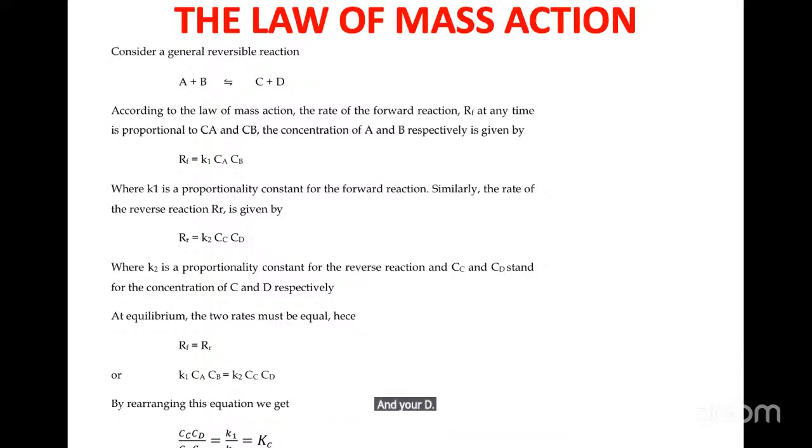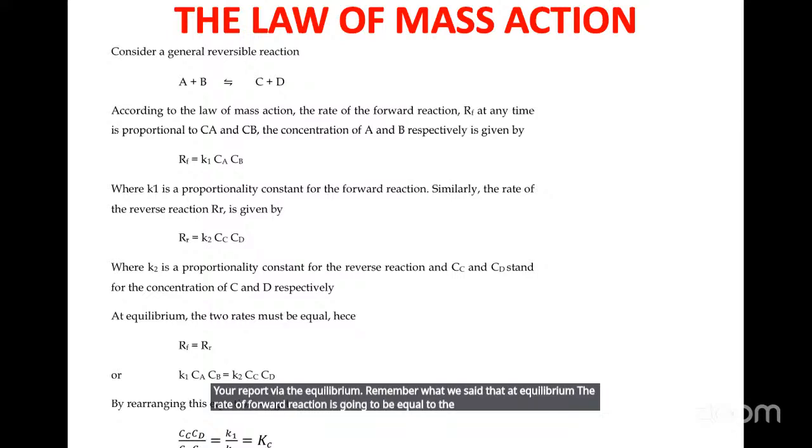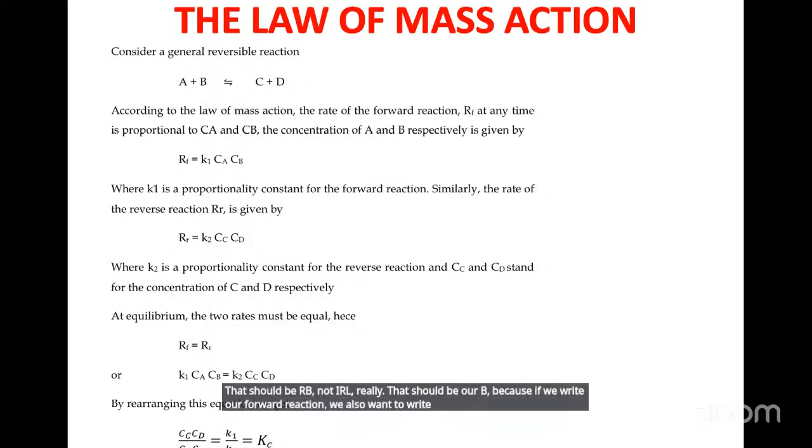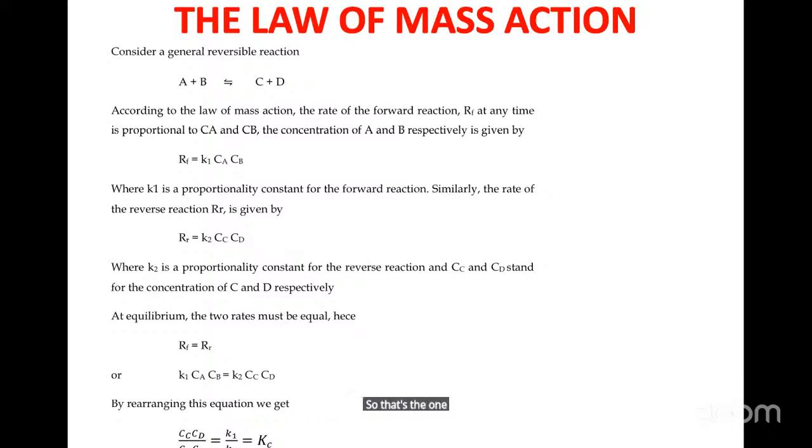And now we already said that at equilibrium, the rate of forward reaction is going to be equal to the rate of backward reaction. We said that, and that is why you have RF is equal to RB. That second R should be RB, not RR, really, because if we write RF for forward reaction, we also want to write RB for backward reaction. So RF is equal to RB.